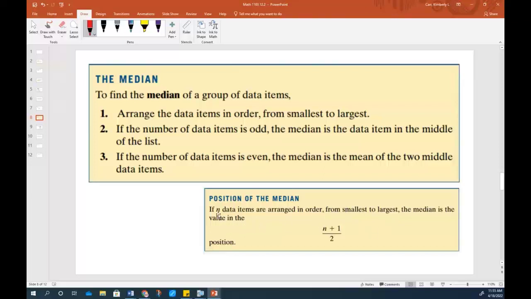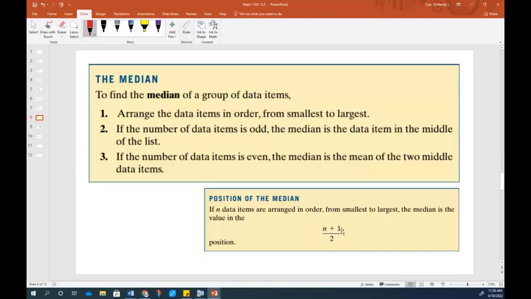So the value in the position, and sometimes this is a faster way to find it, particularly on a frequency distribution. If we had 27 items, then I would do 27 plus 1, which would be 28. 28 divided by 2 is 14, so I know the 14th number on my list when they're in order would be the median. On the other hand, if you had like 10 items, 10 plus 1 is 11. 11 divided by 2 is 5.5, which tells me the median is the mean of the 5th and 6th, because 5.5 falls between 5 and 6.